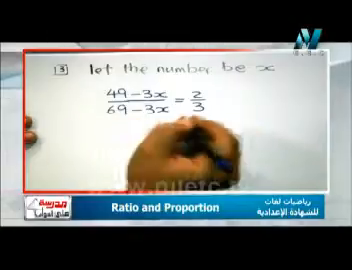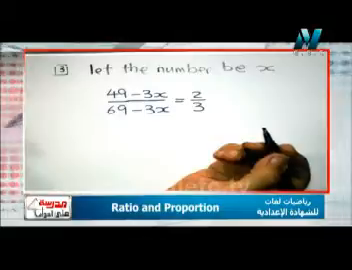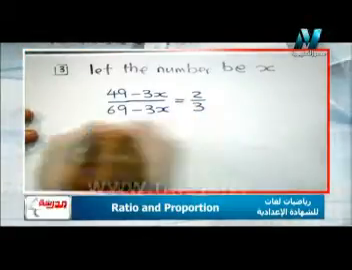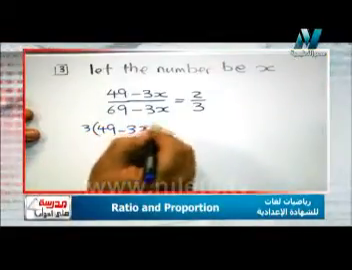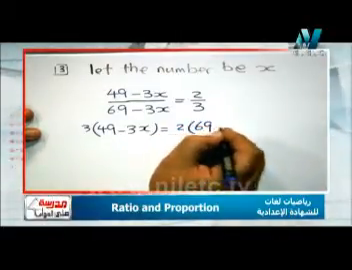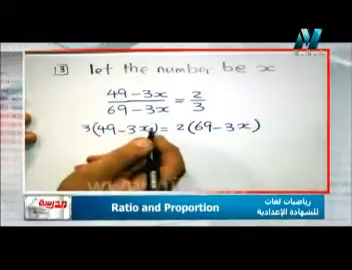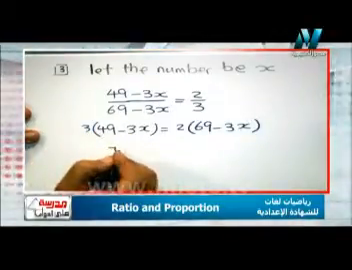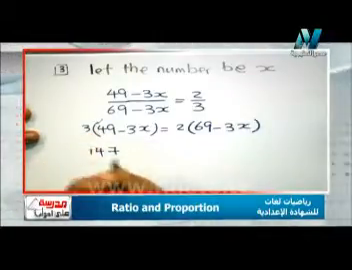So this is an equation, a simple equation for maybe first or second prep level. So I can use, again, the cross multiplication strategy. So 3, open bracket, 49 minus 3x equals 2 times 69 minus 3x. Okay, I'm going to use the distributive property. So 3 times 49: 3 times 9 is 27, carry 2, and 3 times 4 is 12, plus 2, which is 14, so 147.